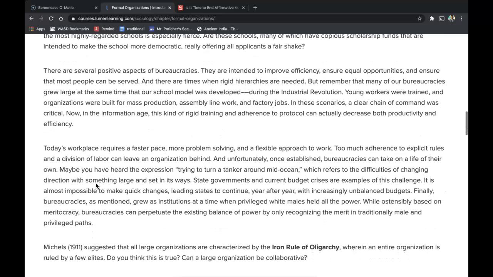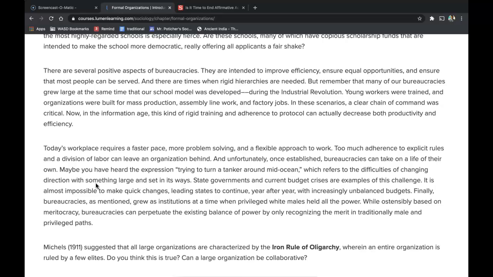So there are several aspects of bureaucracies, and they're intended to improve efficiency, ensure equal opportunities, and ensure that most people can be served. And there are times when rigid hierarchies are needed, but remember that many of our bureaucracies grew at the same time our school model was developed. In fact, the Industrial Revolution is the time we're referring to. Young workers were trained and organizations were built for mass production, assembly line work, and factory jobs. In these scenarios, a clear chain of command was critical.